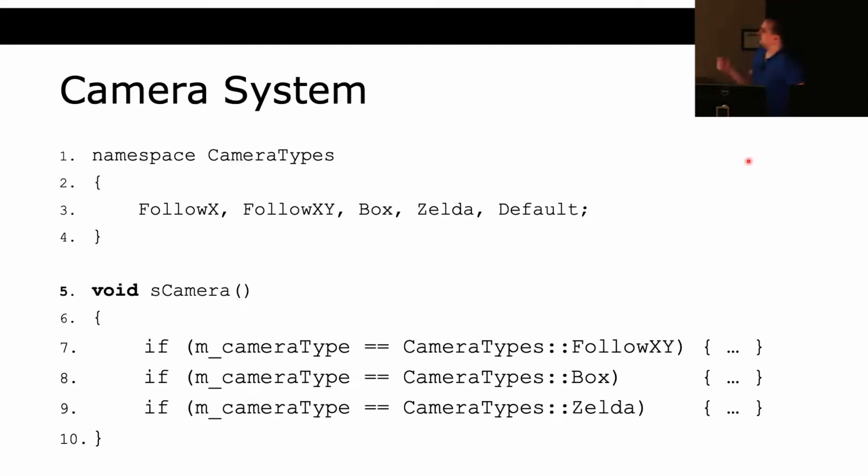So we're going to have a camera system, and then up here, we are going to have whatever different types of cameras that we have, and down here in the camera system, we would just say, hey, if the current camera type that I'm using is the follow XY or the box or the Zelda rooms or whatever, then I would get the view, set that to the screen, etc. So that's one way of doing it. It is not the right way of doing it. It just happens to be the way that our game engine is going to do it.